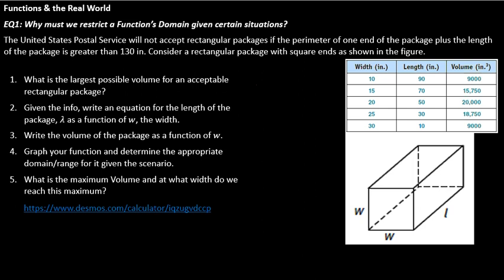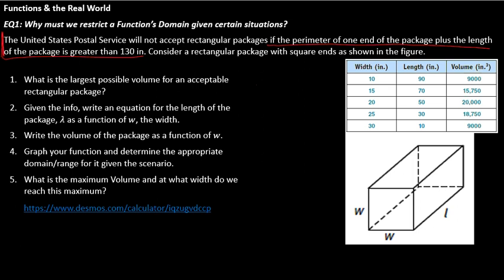So why do we have to restrict a function's domain given a certain situation? Here we've got a situation. The U.S. Postal Service will not accept rectangular packages if the perimeter of one end of the package plus the length of the package is greater than 130. So let's start breaking this down and try to understand what they're saying.